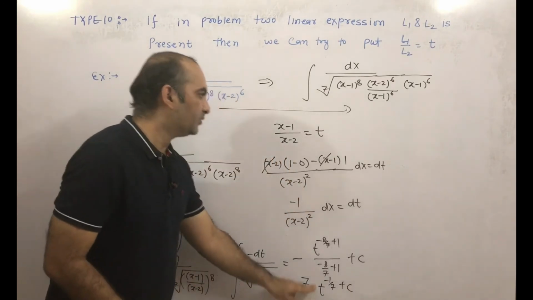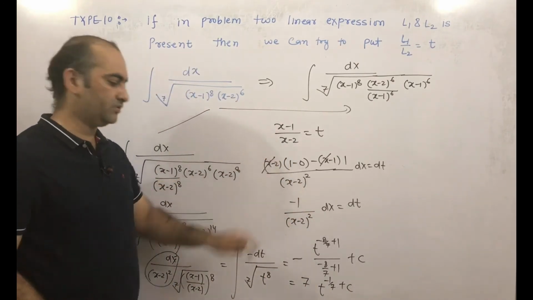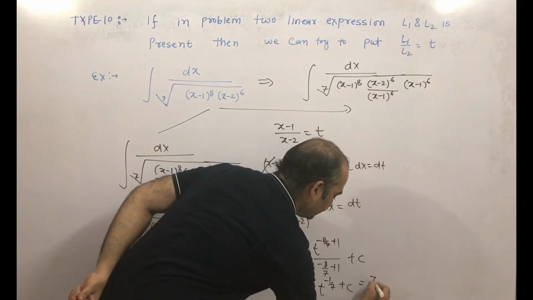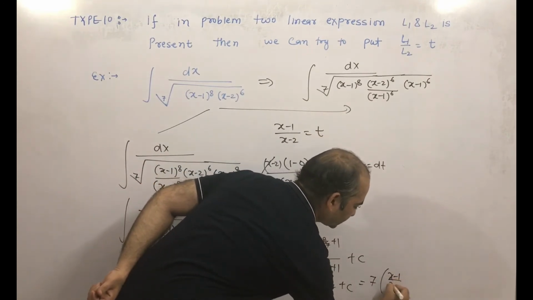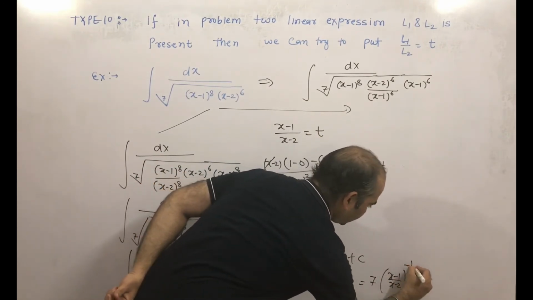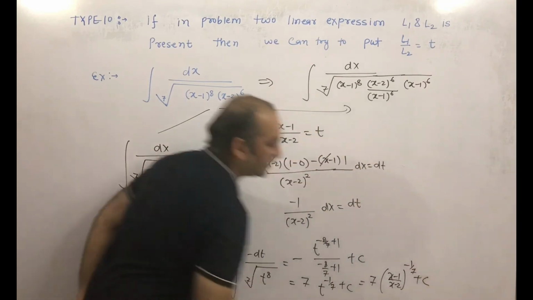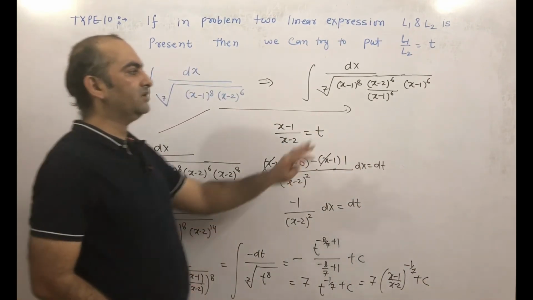So we will put the t value. The t value is x minus 1 divided by x minus 2. So this will come as 7 into ((x minus 1) divided by (x minus 2)) to the whole power minus 1 by 7 plus c. This is your answer. Same thing we will do here also.